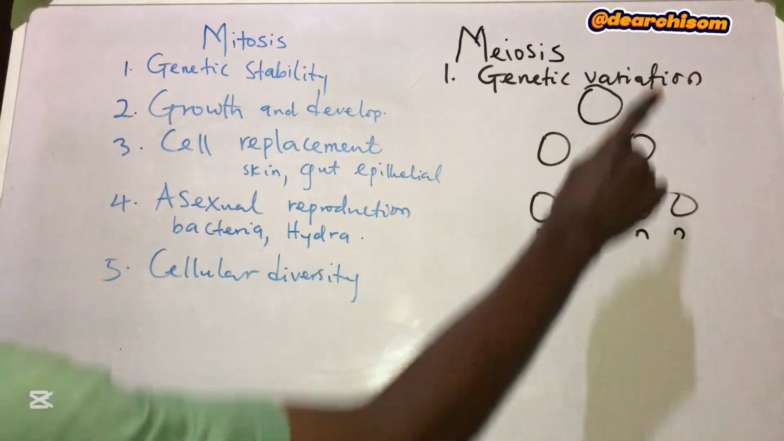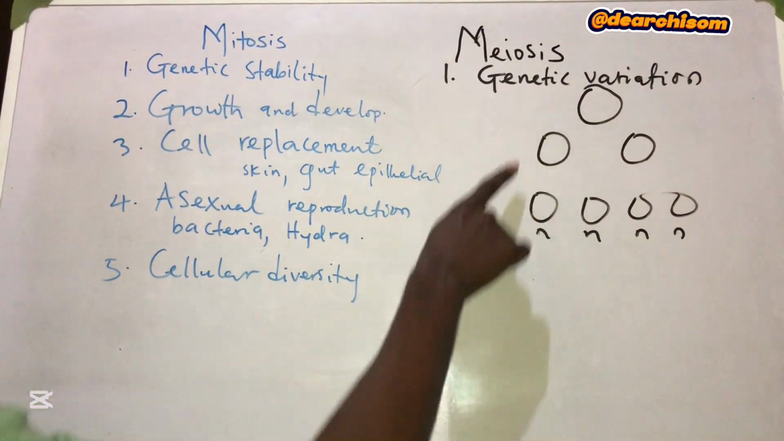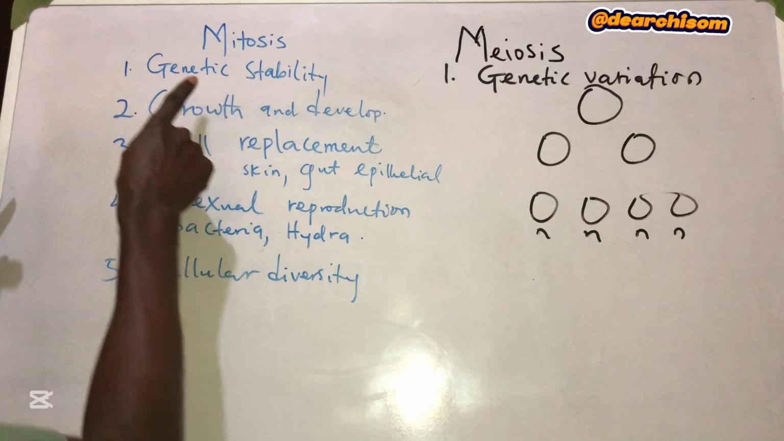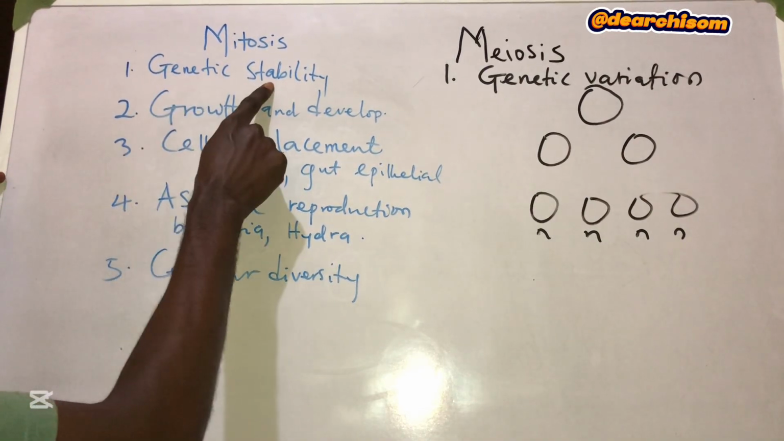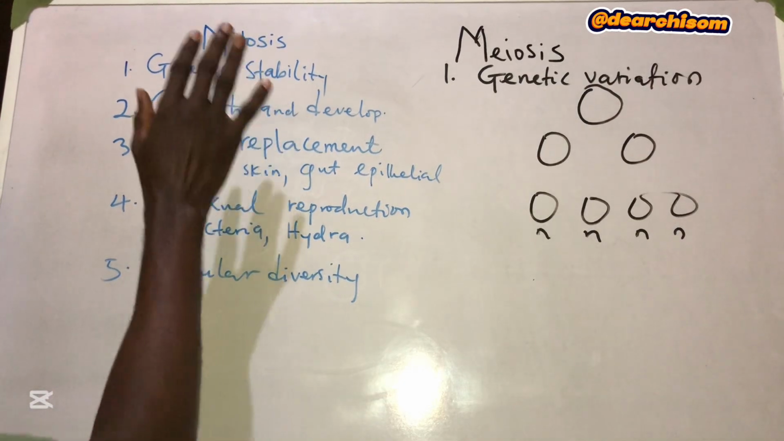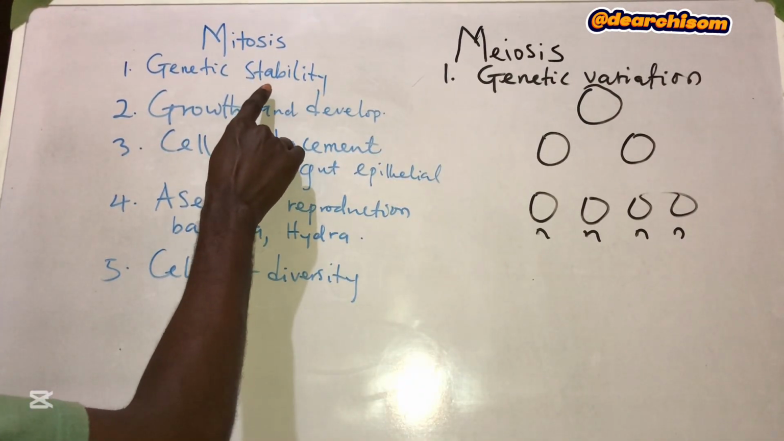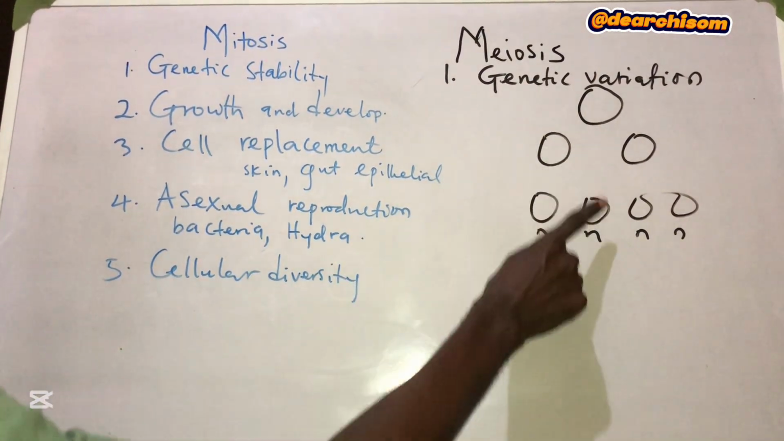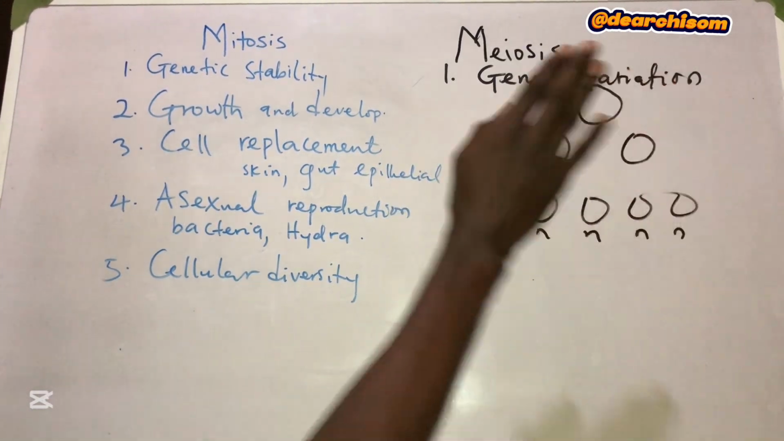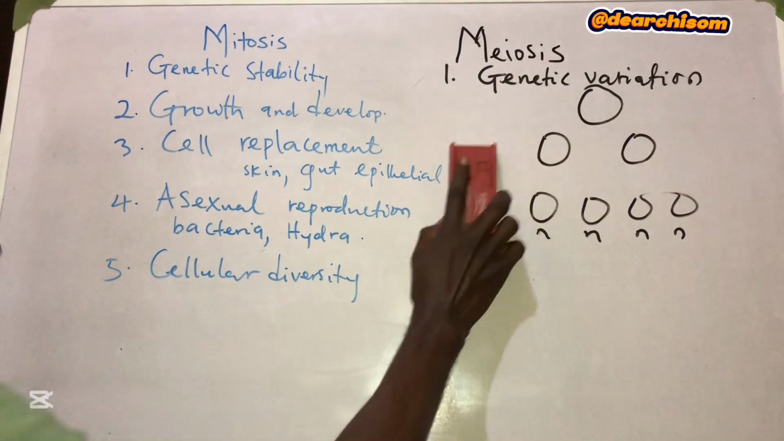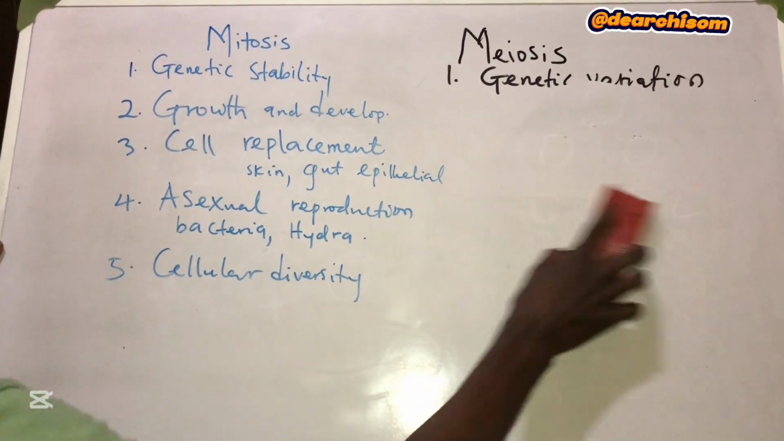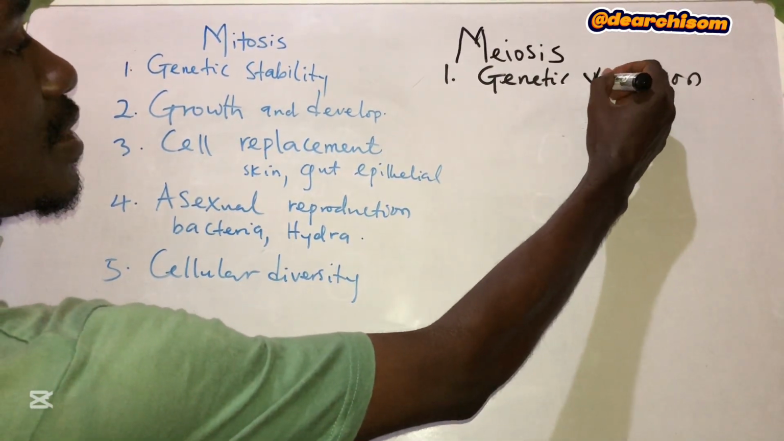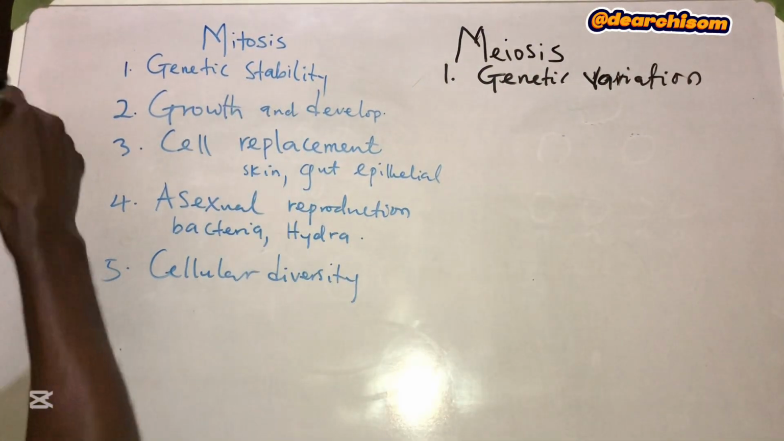Genetic variation means that the results of meiosis are all different, they vary from one another. But in mitosis, they are the same. Genetic stability, they maintain the genetic material. The offspring look exactly like the parent, but in meiosis, the offspring look slightly different from the parent cell. Meiosis brings about genetic variation, while mitosis brings about genetic stability.